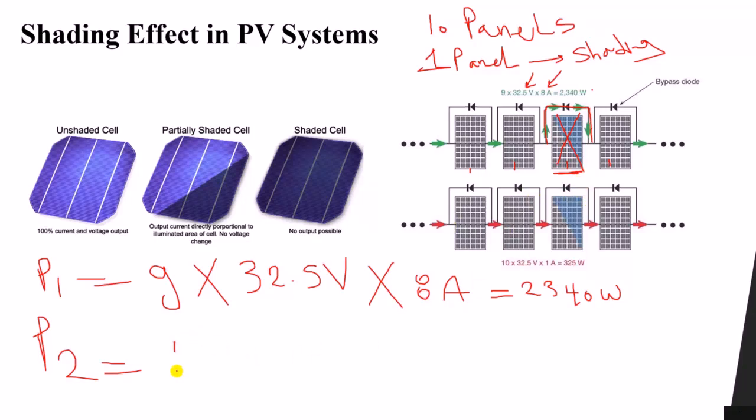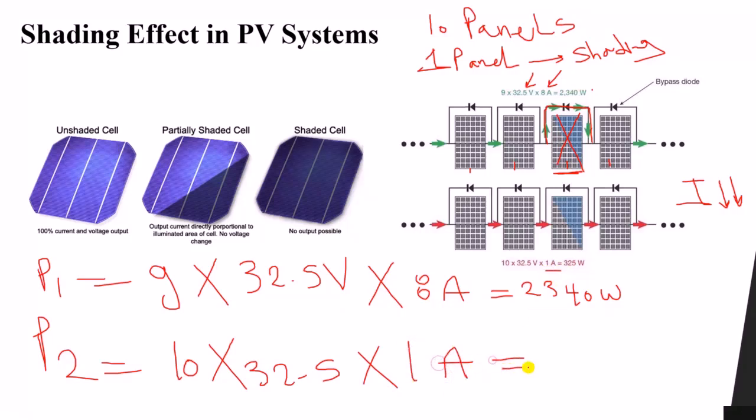So in this case, we will have 10 panels. Total number of panels is 10 because we didn't cancel this one, multiplied by the voltage, 32.5 volt, multiplied by the current. The current here, since we have one panel with a shading effect in series with all of the others, will be reduced so much, for example, to 1 ampere. So we'll find that the output power in this case is 325 watt.